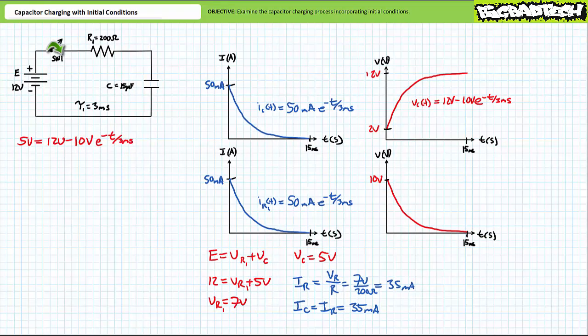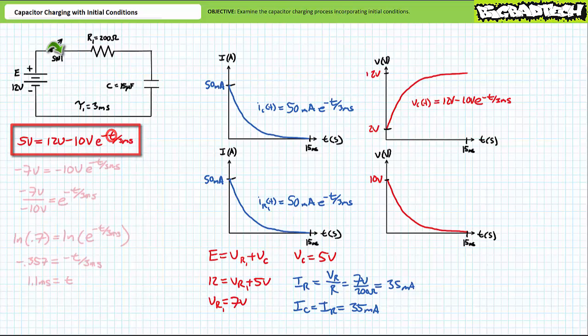Let's use the expression for the voltage across the capacitor to solve for the time value that satisfies this condition. In this case, we know the instantaneous value of voltage across the capacitor to be 5 volts. 5 volts equals 12 volts minus 10 volts times e to the negative t over 3 milliseconds. What time value satisfies this condition?